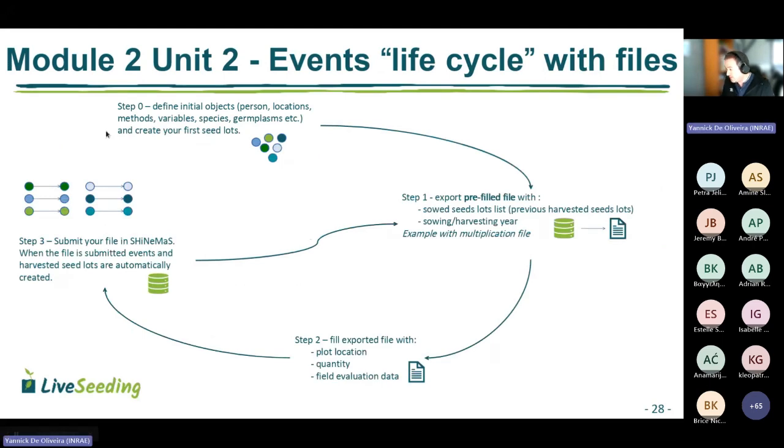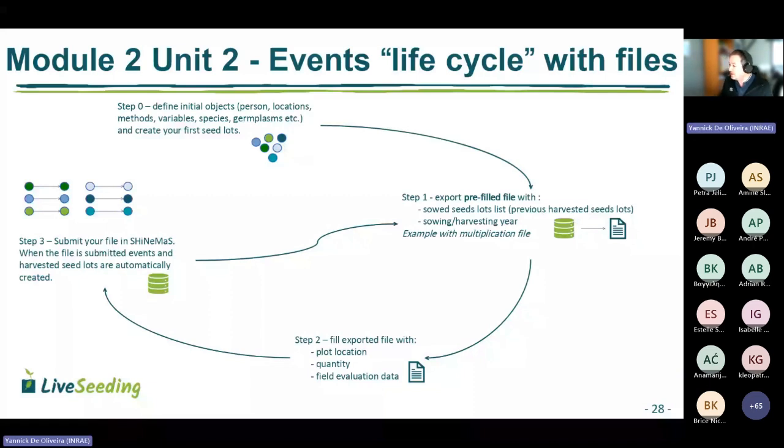And here is a schema that explains how you will be able to manage events information in SHineMas. As I said previously, when you start to use SHineMas, the database is empty, and you will need to define some initial objects. So you will create some persons, locations, methods, variables, species, some germplasm, and so you will be able to create your first seedlots.